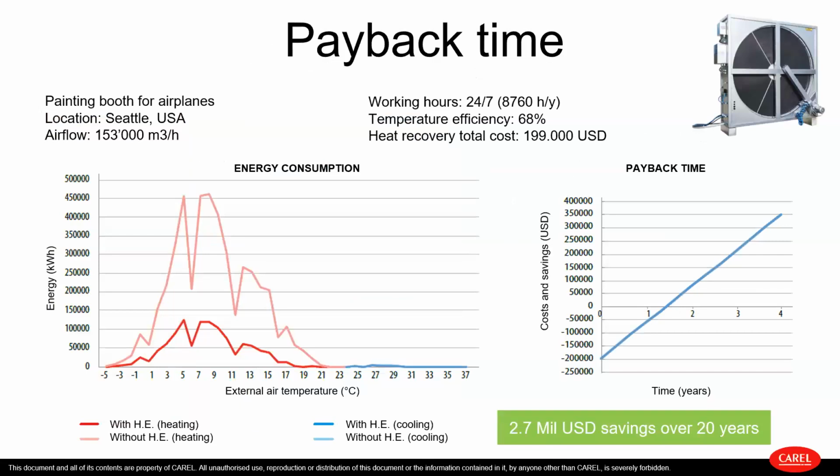All of that logically is not given for free. There is a unit, for example, a booth for airplanes in Seattle in the United States, dealing with 153,000 cubic meters. Slightly different to plate heat exchangers, the investment cost on a rotating heat exchanger is a bit higher. In this example here, we talk about 200 grand. But this includes everything: supply, packing, mounting, installation, cleaning, everything. So this is the final price that you would need to pay to have the wheel running on site.